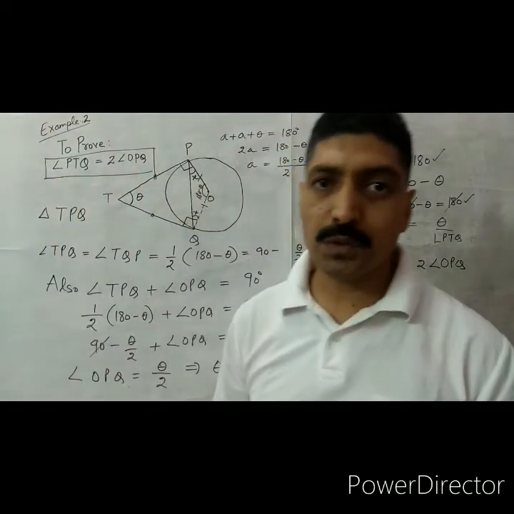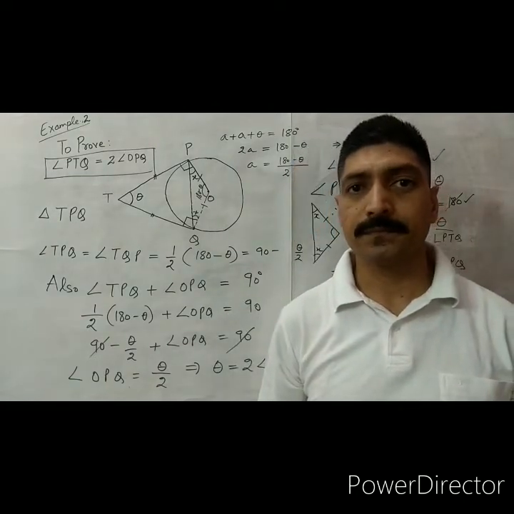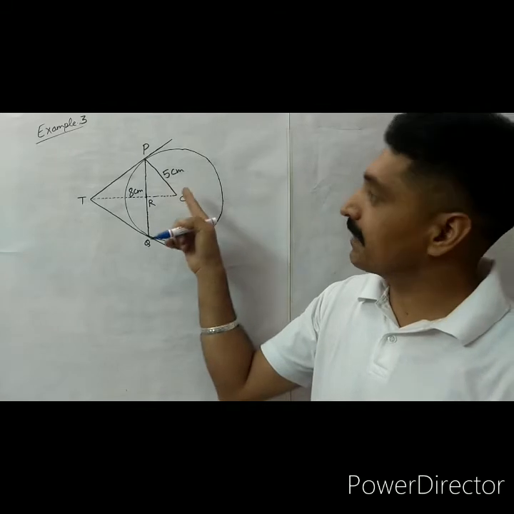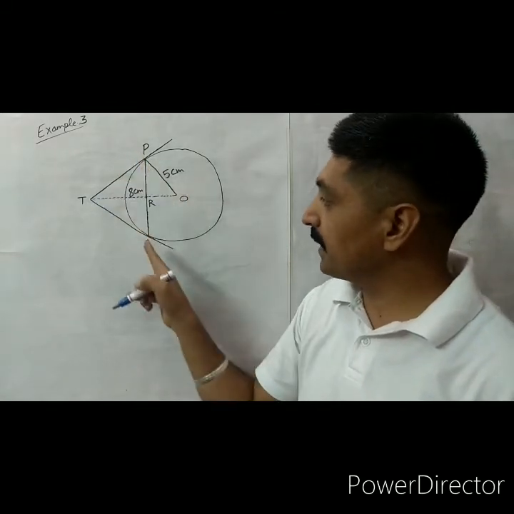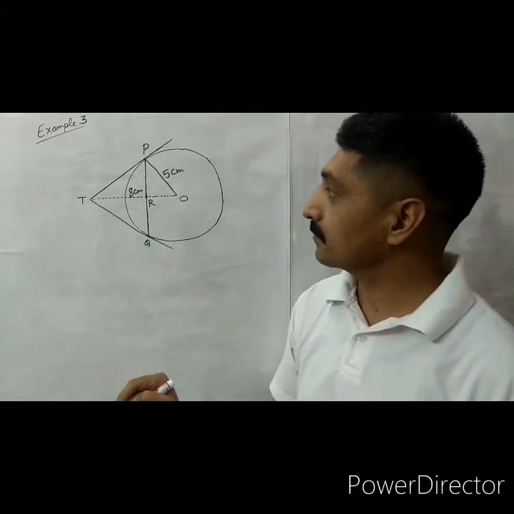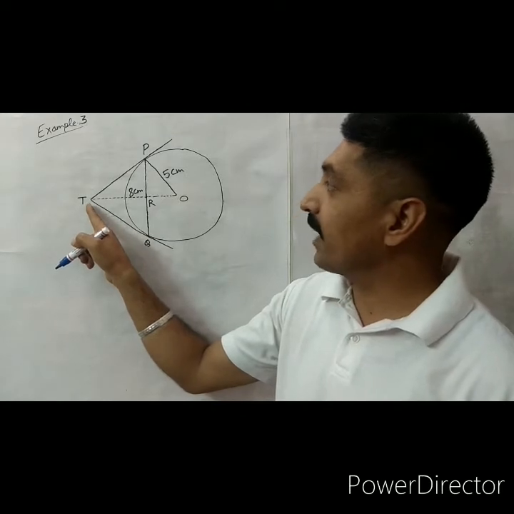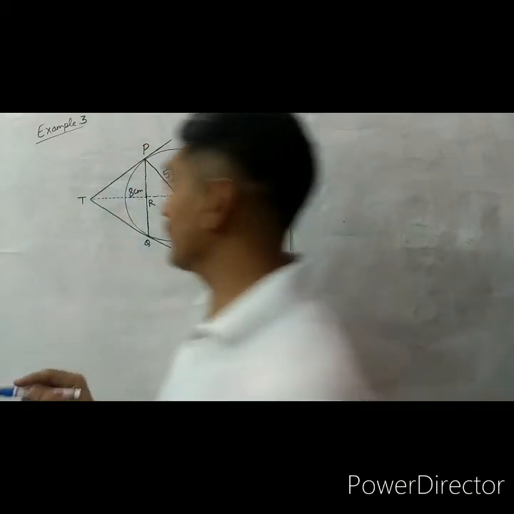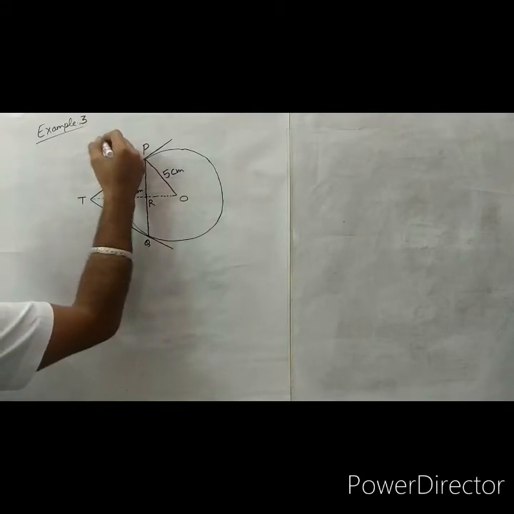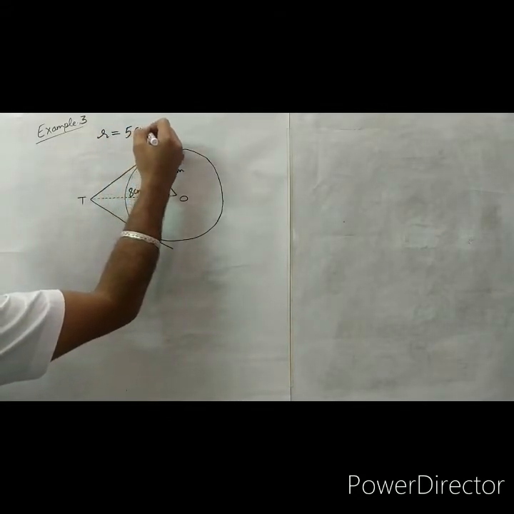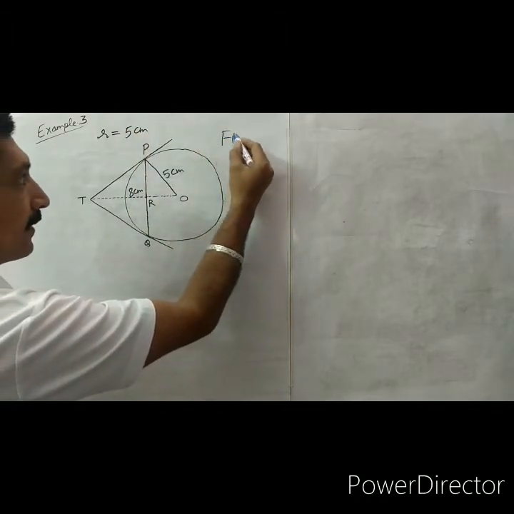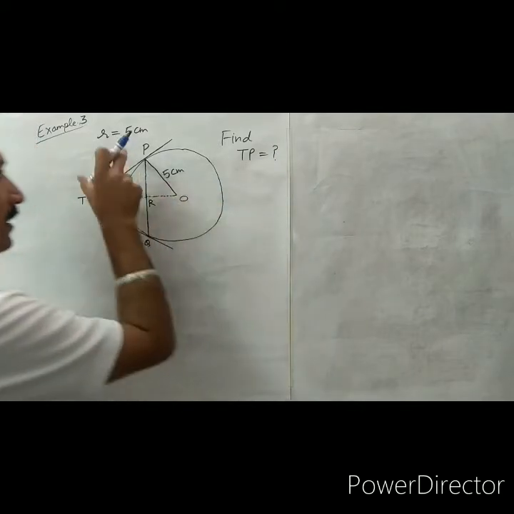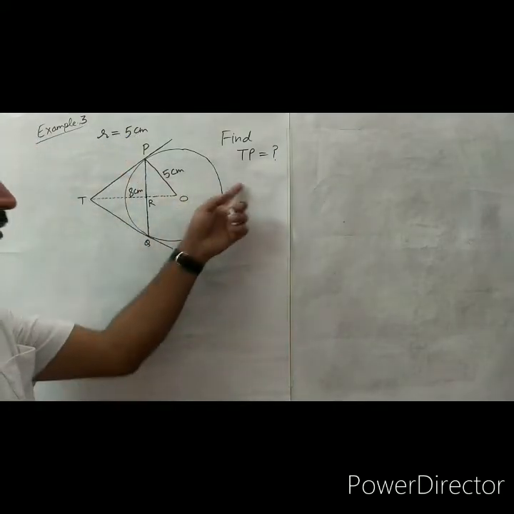So I hope now this question is very much clear to you people. Example 3. In example 3, a circle of radius 5 cm and a chord PQ of length 8 cm, and from point T we have a pair of tangents TP and TQ. So here in this example 3, the radius of the circle is 5 cm. We have to find the length of TP. The length of the tangent. TP and TQ are equal, so we have to find the length of the tangent.